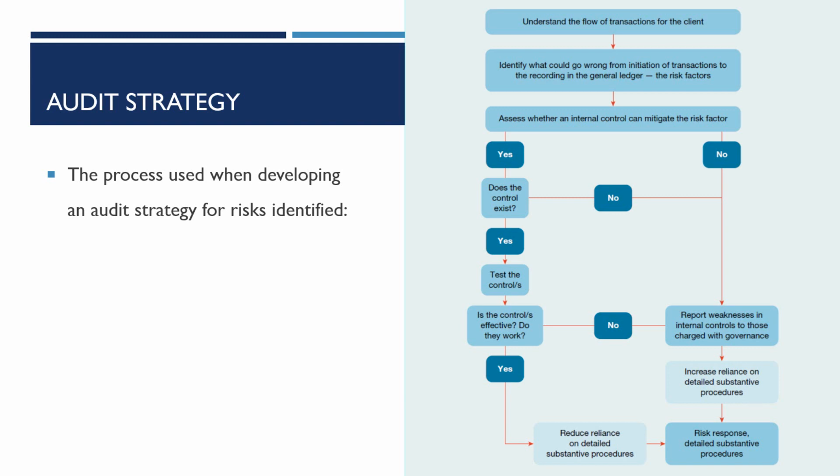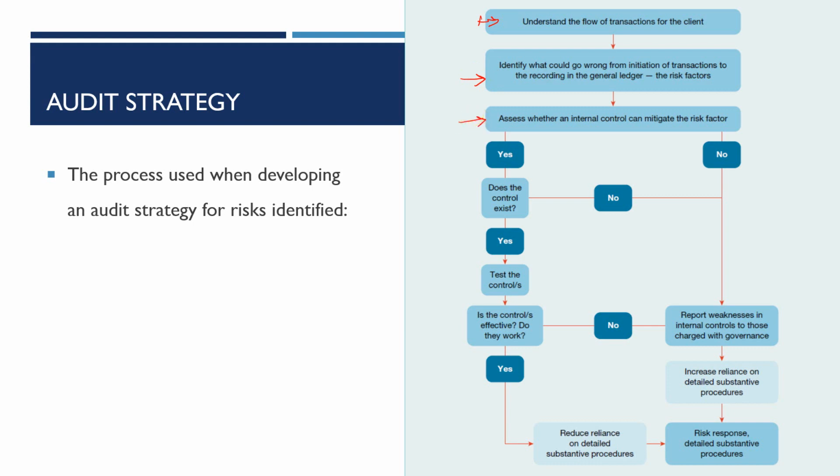This figure provides details of the process used by an auditor to develop an audit strategy for identified risks. So, at the transaction level, the auditor will first gain an understanding of the flow of transactions for the client. This means that each transaction flow is traced from inception to recording in the general ledger. When conducting this transaction walkthrough, the auditor will identify risk factors. For each identified risk, the first step is to assess whether an internal control could reduce the likelihood of a material misstatement occurring as a result of the risk.